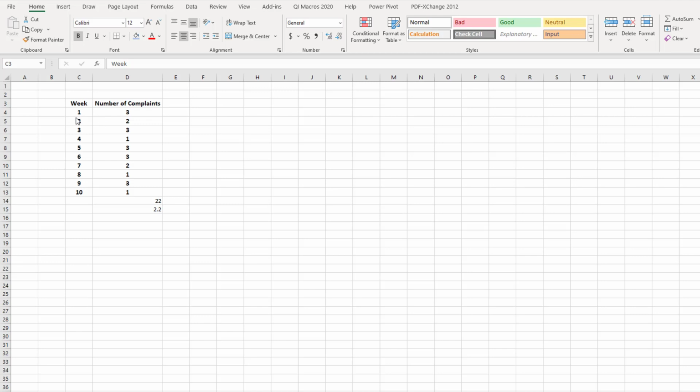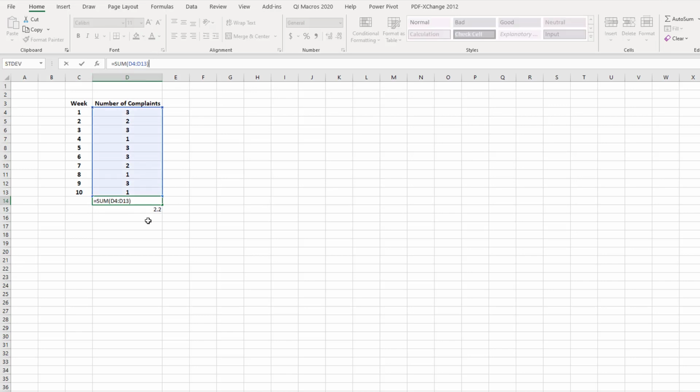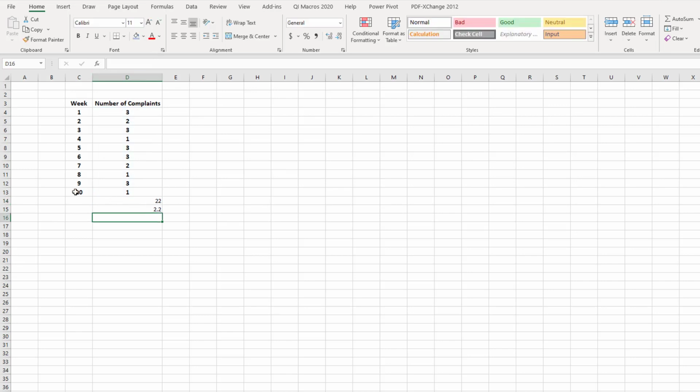Now you can see that we have 10 weeks of data, with the number of complaints. In the first week there are 3 complaints, in the second 2 complaints, in the third 3 complaints. Similarly, when we sum these complaints, there are 22 complaints in the 10 weeks. To get the mean, 22 divided by 10, we get 2.2. Now the question is whether the process is in control using the 3 sigma concept.